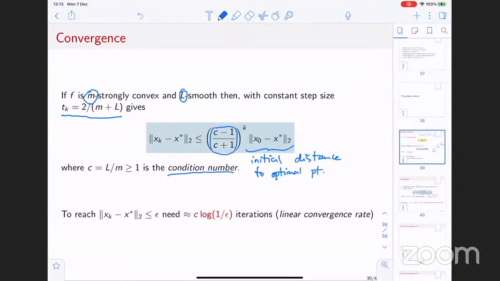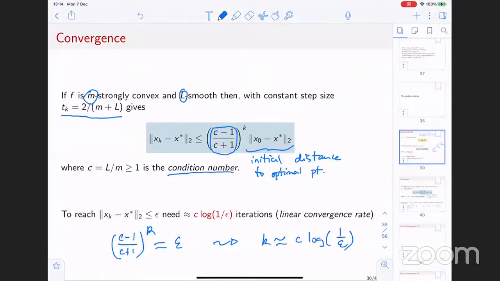And if you work out, c is greater than or equal to 1, because it's L divided by m, and we've seen that L is always bigger than m. So if you want to reach an accuracy epsilon, so if you want to be epsilon away from x star, then by working out that c minus 1 divided by c plus 1 to the k is equal to epsilon, this will tell you roughly that k has to be roughly equal to c log 1 over epsilon.